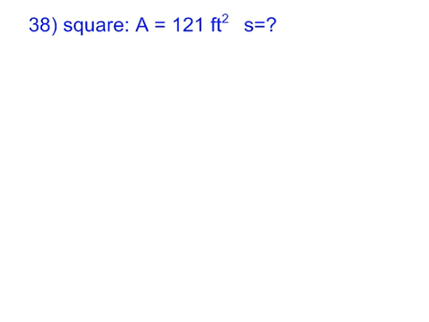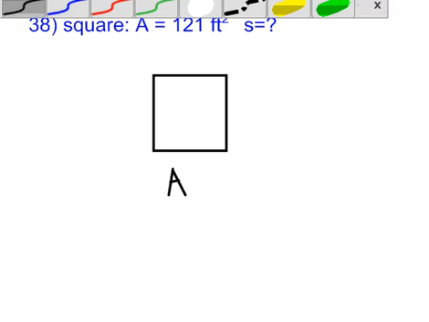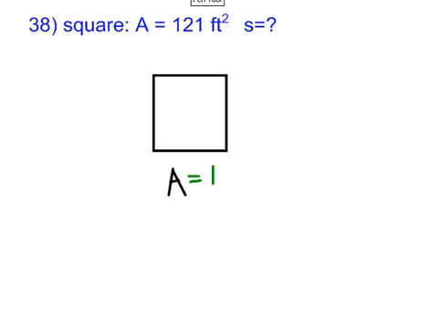Here's the next geometry question, number 38. And it's telling us that we have a square that has an area of 121 feet squared. So let me try and draw a square. All right, that looks pretty good. And area is equal to 121.